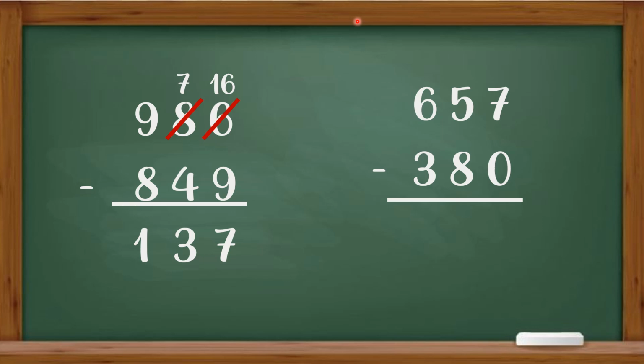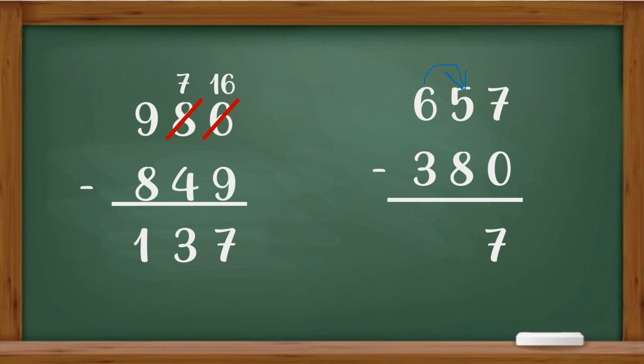Next we do the second question. 657 minus 380. So here we do the question. 7 minus 0 is 7. Next we will do 5 minus 8. Here 5 is smaller than 8. So we need to cut 5 and borrow from 6. Here we will again borrow from 6, and then we will put 1 in the front of 5.